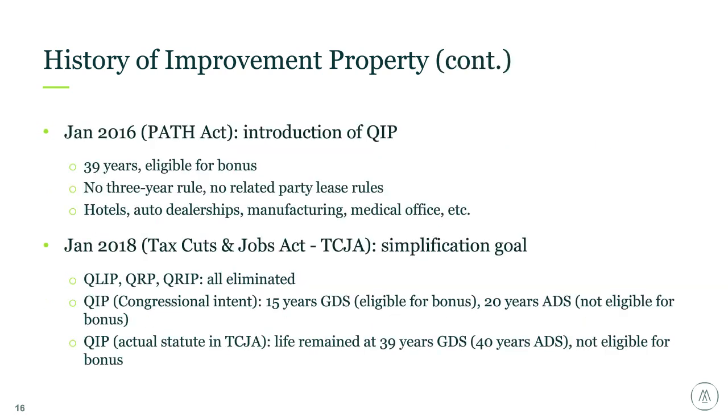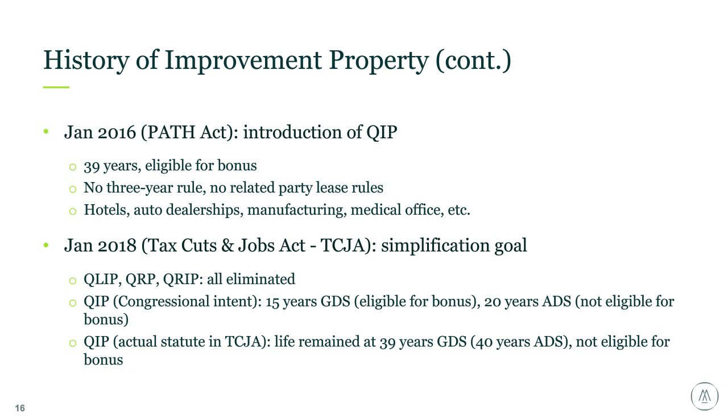So over the course of the next decade, there weren't many changes to improvement property, with the exception of the definition of qualified restaurant property changing slightly. So that is until we got to the PATH Act, which went into effect on January 1st of 2016. This is when qualified improvement property was first introduced with a 39-year life, and it was eligible for bonus depreciation.